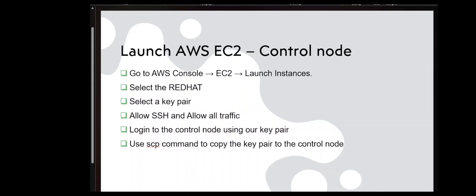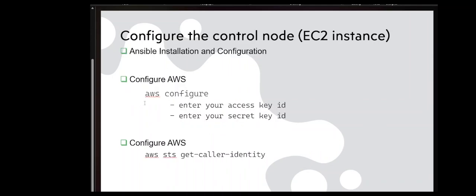And once that is done, we're going to configure the control node, the EC2 instance, by installing Ansible, then we configure AWS and we confirm the AWS configuration. So let's go onto our AWS console to spin up our EC2 instance, and we take it from there.